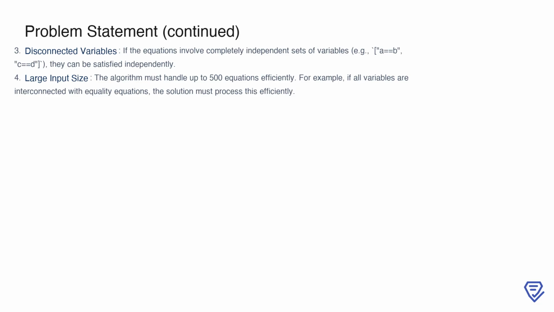Finally, let's explore two additional scenarios. First, if the equations involve completely disconnected sets of variables, such as A equals B, C equals D, each set can be satisfied independently, so the entire array of equations can be satisfied. Second, when the input size is large, up to the maximum of 500 equations, it's crucial to have an efficient algorithm that can handle cases where all variables are interconnected through chains of equalities. The solution must process such scenarios without exceeding time limits, ensuring scalability and correctness even for the largest inputs.